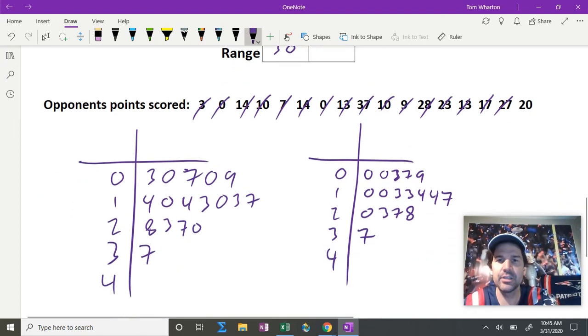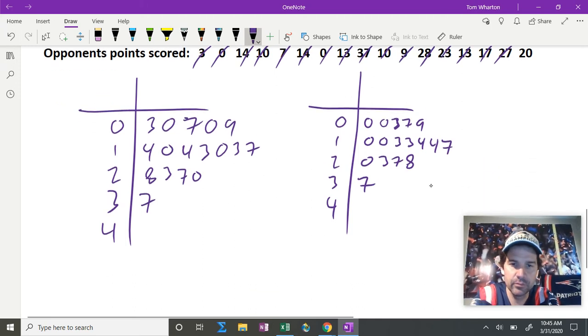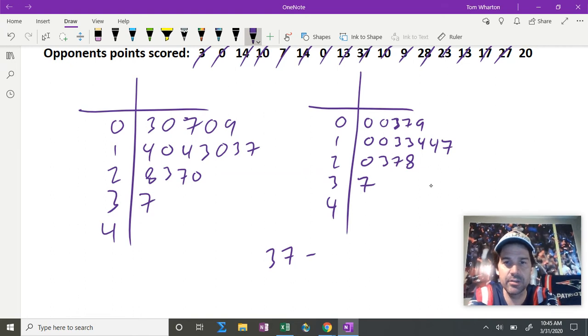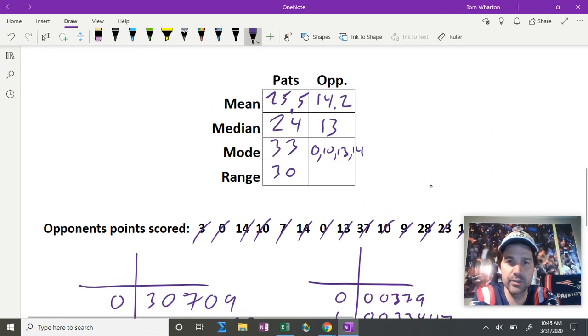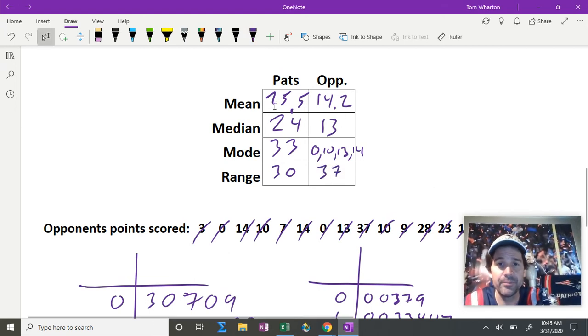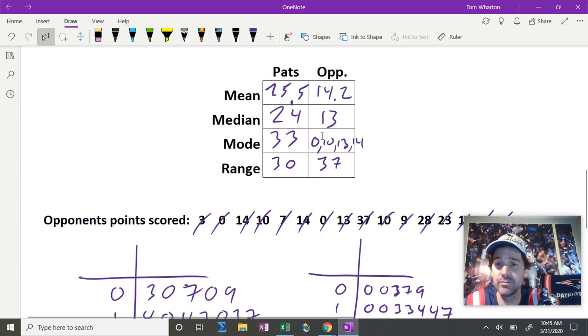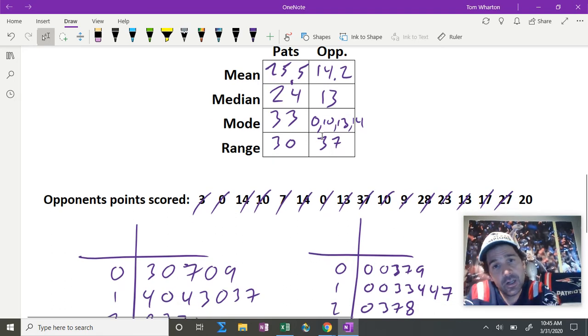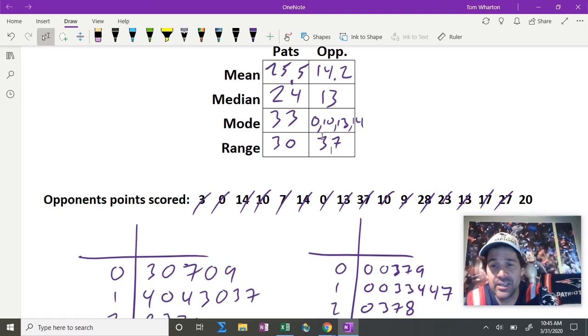And your range is just a maximum, all right, which is your max is 37. The minimum is just 0. It's really easy to see your max and your mins when they're like this. And 37 minus 0 is your range. But in the end, you can see that the Patriots really did a great job most of the season up until the end. They clearly fizzled at the end, but hey, you can't win every year.